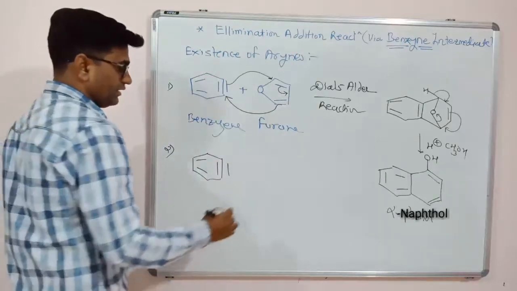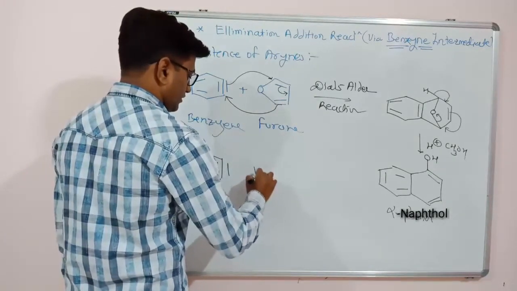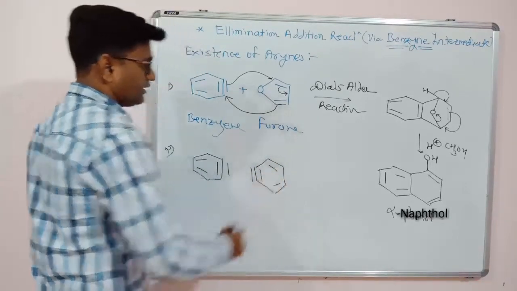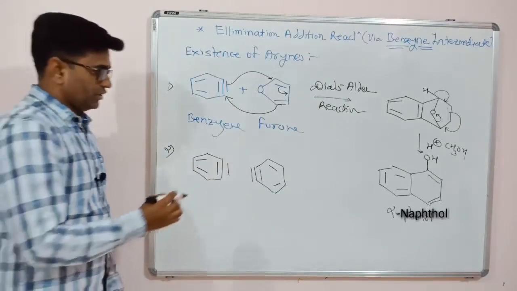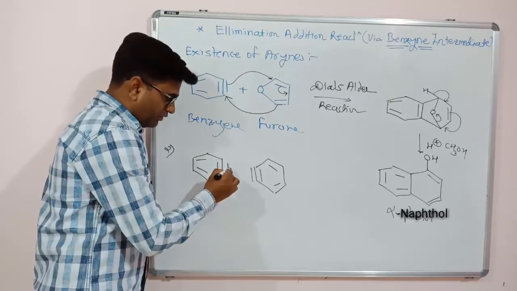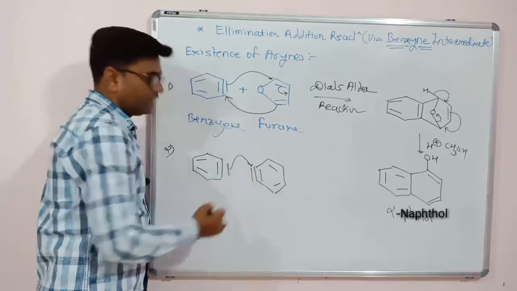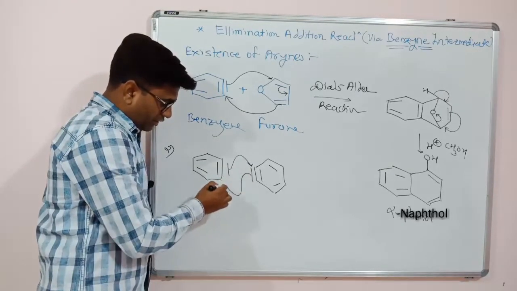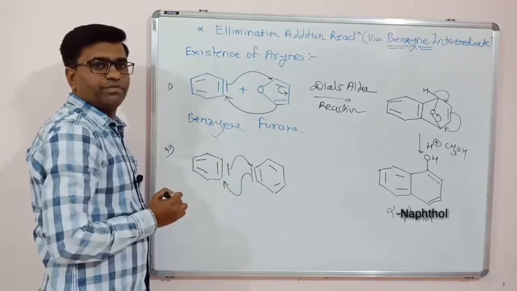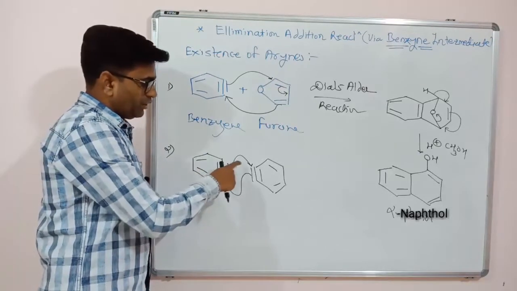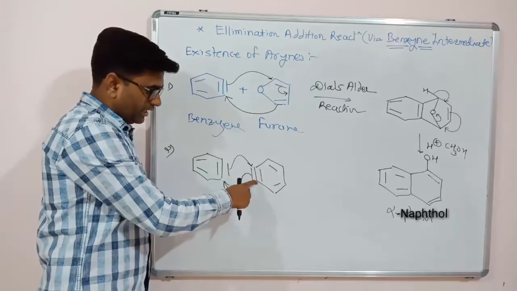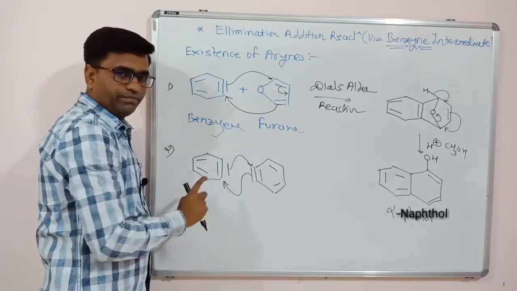This is one benzyne, this is another benzyne. So what will happen? This pi bond will break and form a bond with this carbon, and this pi bond will break and form a bond with this carbon. So this pi bond will break, forming a sigma bond between this carbon and this carbon. This pi bond will break and a sigma bond forms over here.